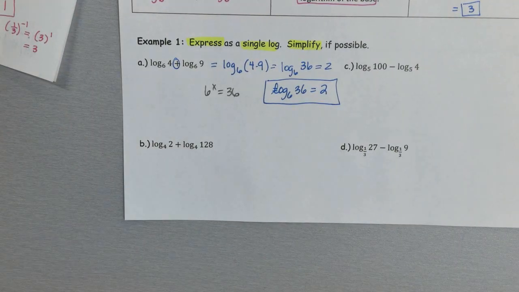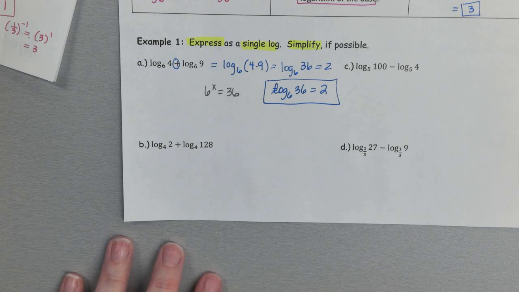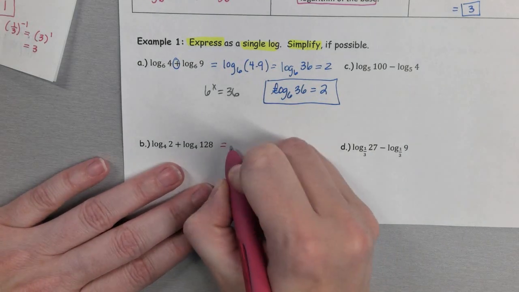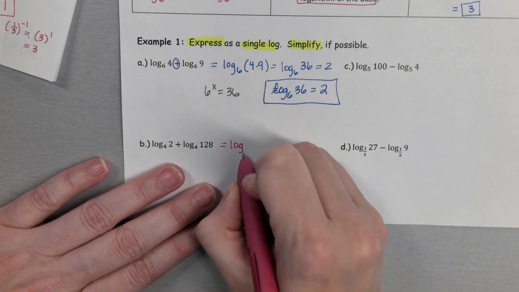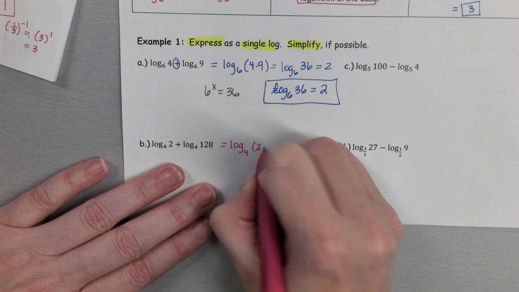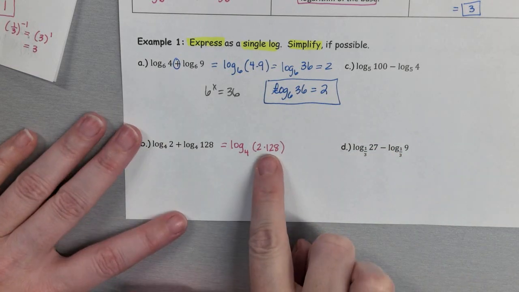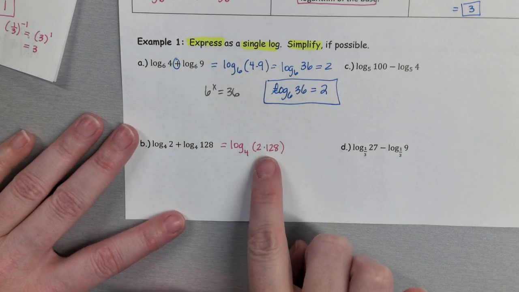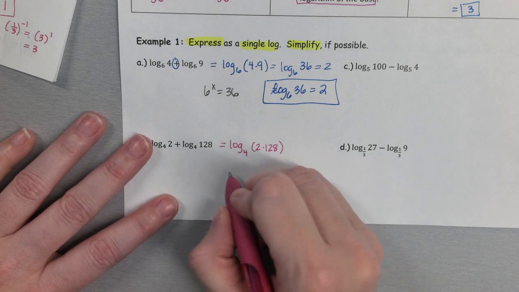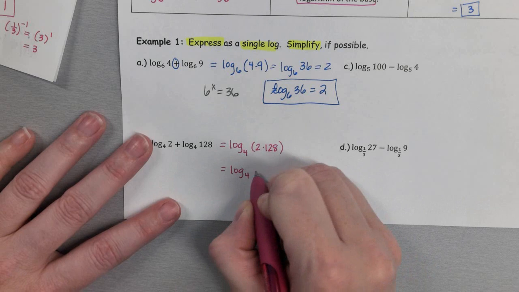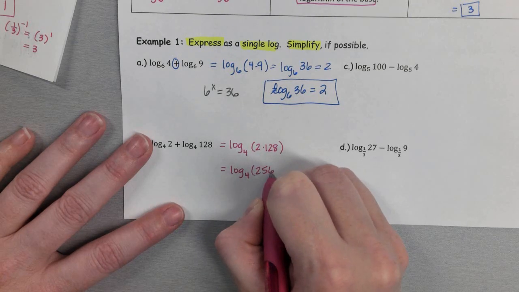Log base 4 of 2 plus log base 4 of 128. So really, you're multiplying what two things together here? Yeah, 2 and 128. So let's double that. Can we do that without a calculator? Double this? Okay, because what's double 128? You double 28, you get what? 56. So this is going to be 256, okay?